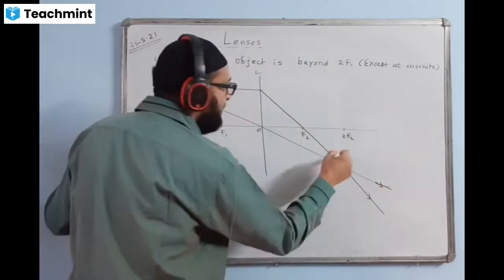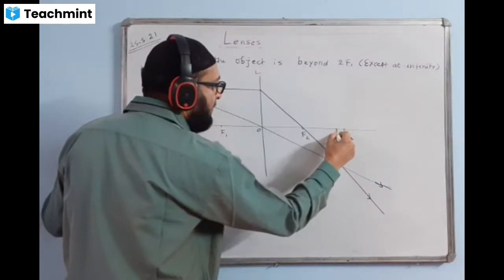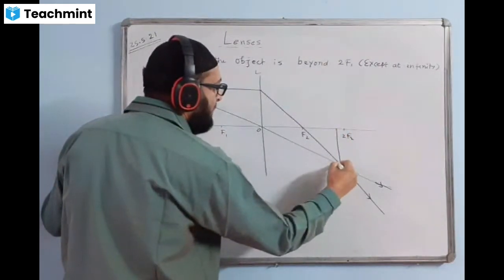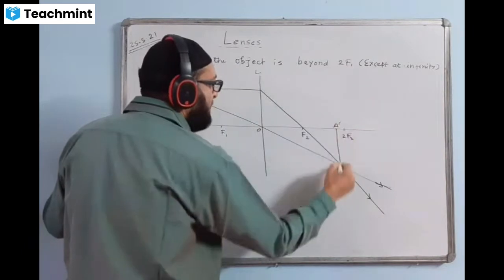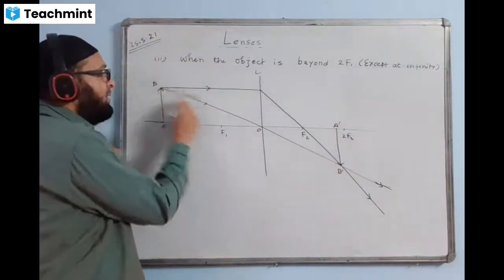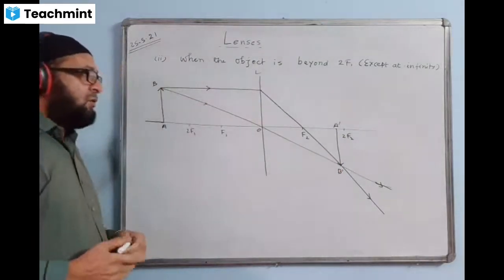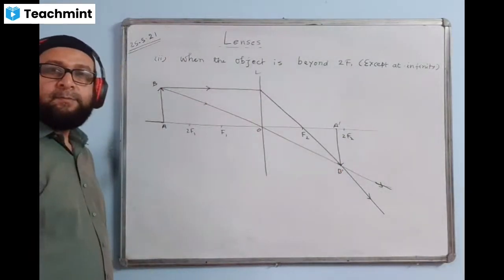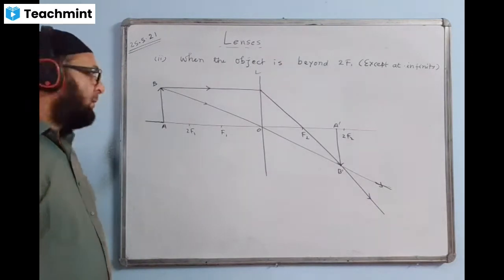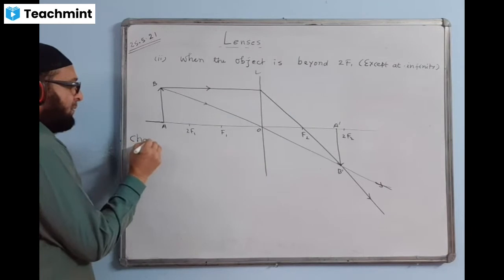It will go straight. Here the two rays are meeting. Here is the image formed. The image will be forming here like this. A dash, B dash. Here is the image formed. And mark the arrow here. Incident ray, refracted ray. Draw the diagram. Then we write characteristics.